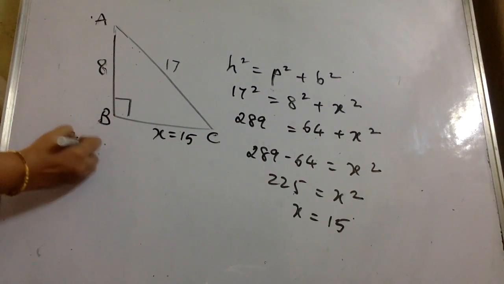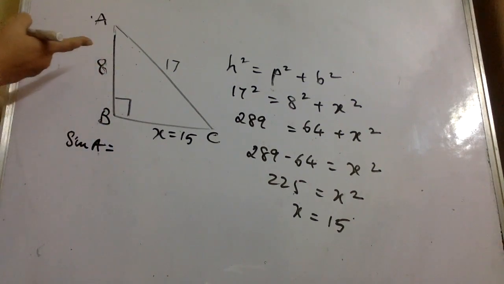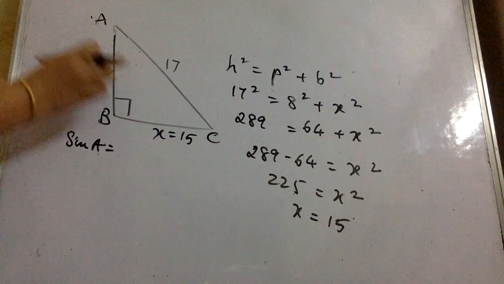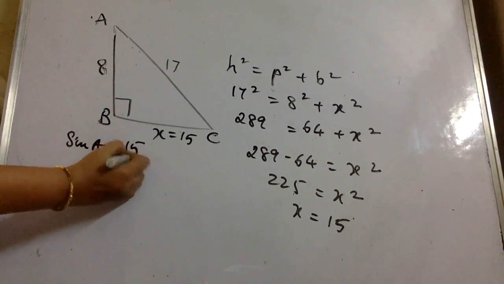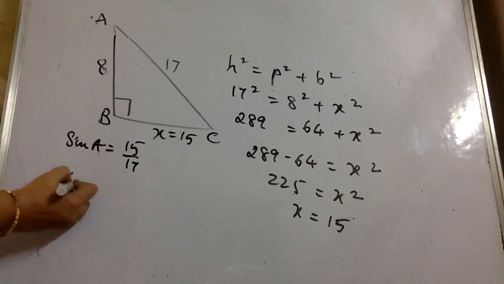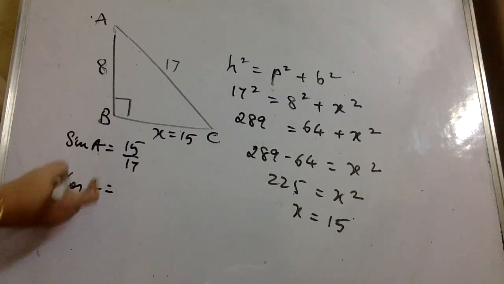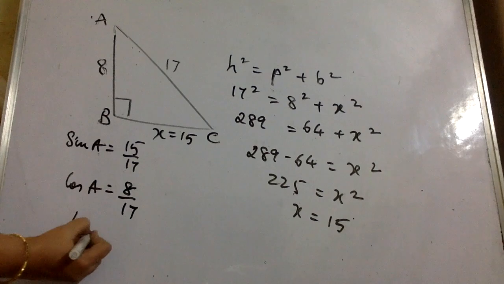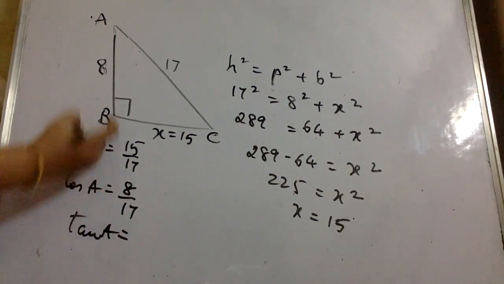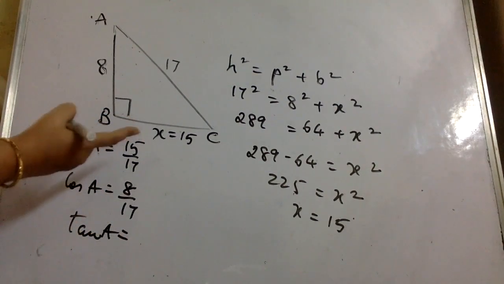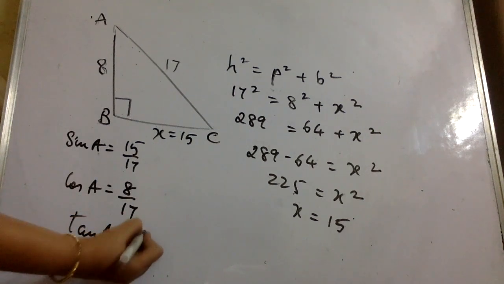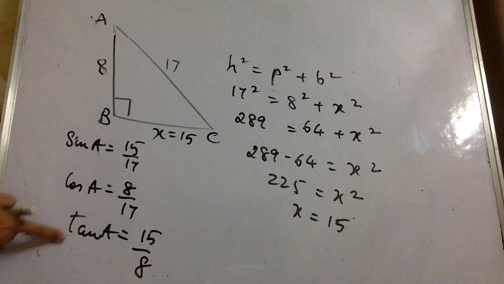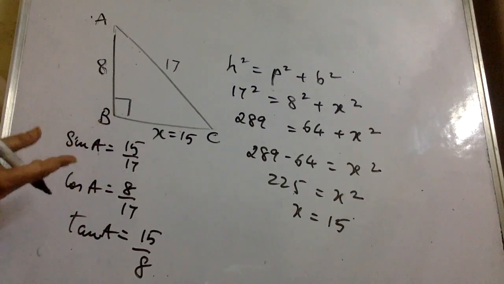If this is sine A, here I didn't put any theta, I'm using the vertex angle itself. Sometimes they do this also. Sine A is 15 by 17. Now you can proceed as usual. Cos A is 8 by 17, and tan A is 15 by 8. If you want cosec, sec and cot, you can get the reciprocal of these and you will get the values.